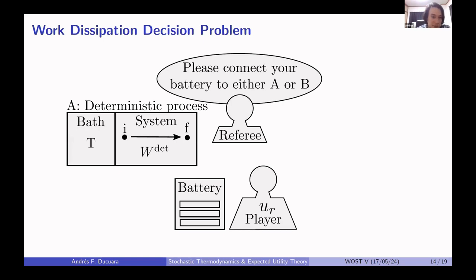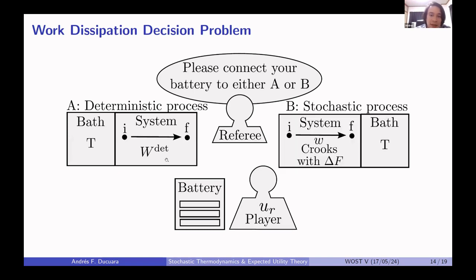Option A is a deterministic process in which we have a physical system going from an initial to a final state, going through equilibrium. So the amount that the battery is going to get discharged is deterministic, and it is given exactly by this number. The second option is the stochastic process, which is also a system going from an initial to a final state. But here we think of it as governed by Crooks fluctuation theorem. So the amount of work necessary here is not deterministic, but fluctuates.